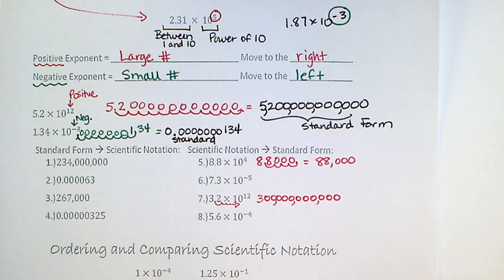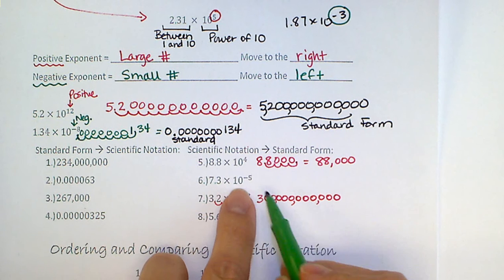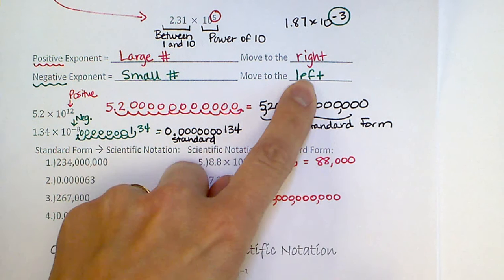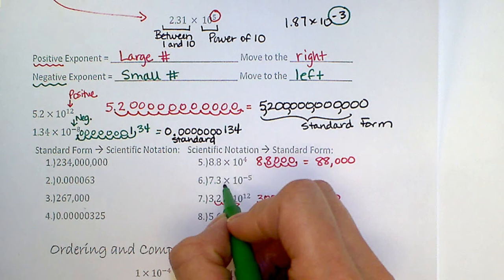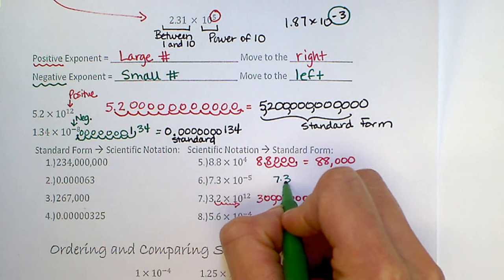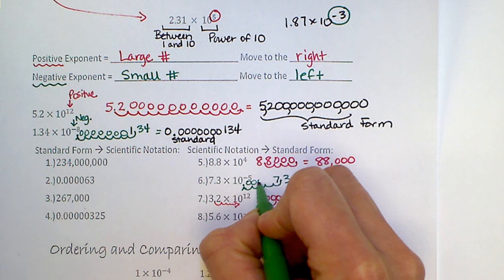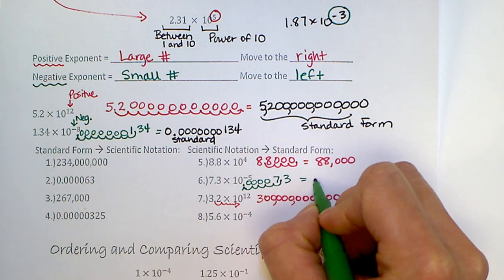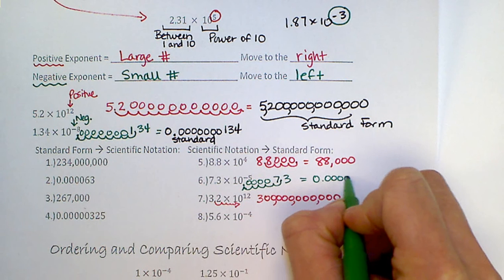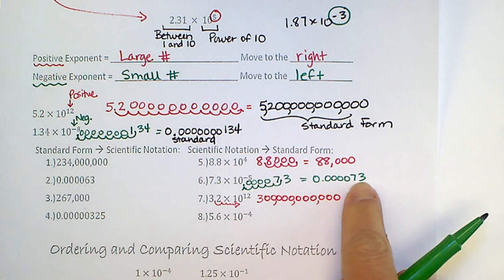Now, keep in mind when we have negative exponents, we're going to be moving to the left. So we need to go 7.3 left, 1, 2, 3, 4, 5. So I need to add in some zeros. 2, 3, 4. And this is standard form.